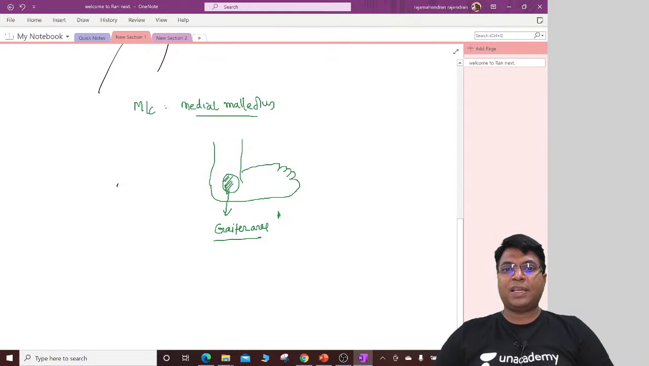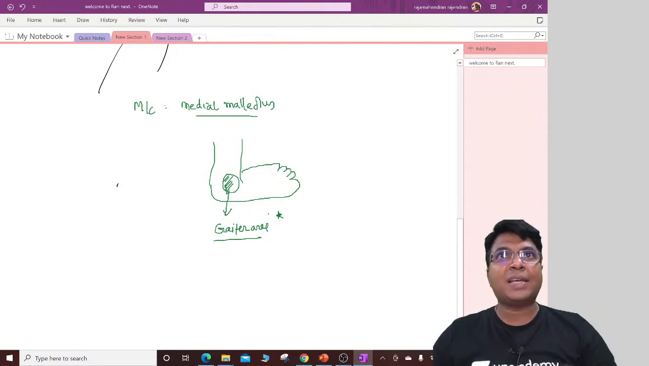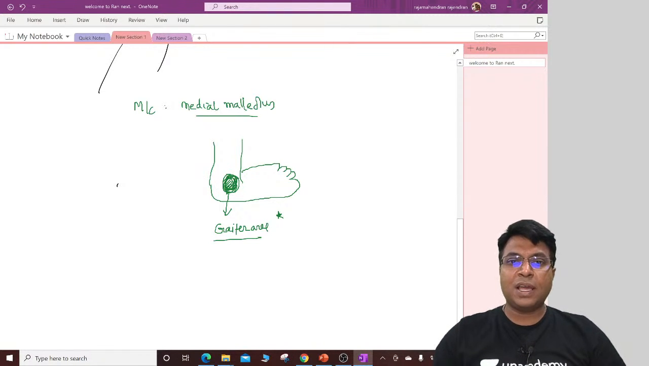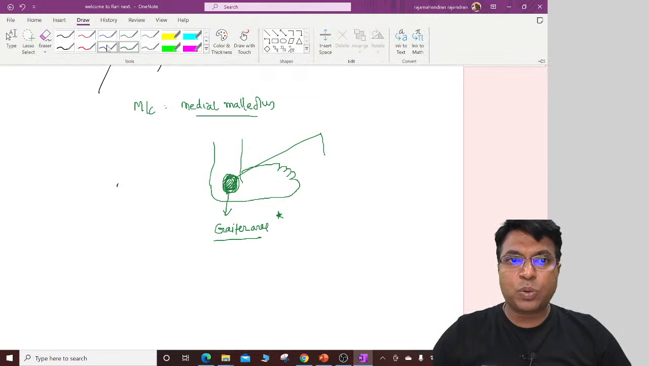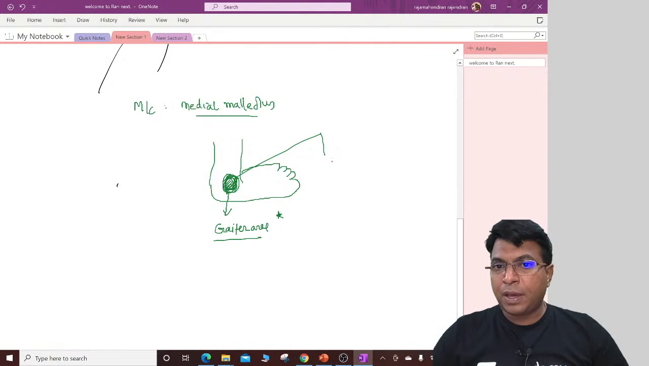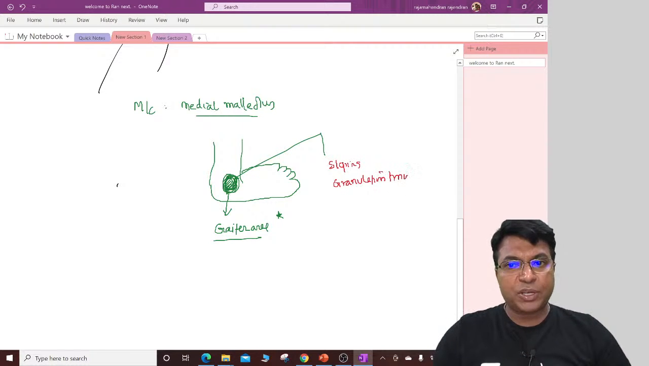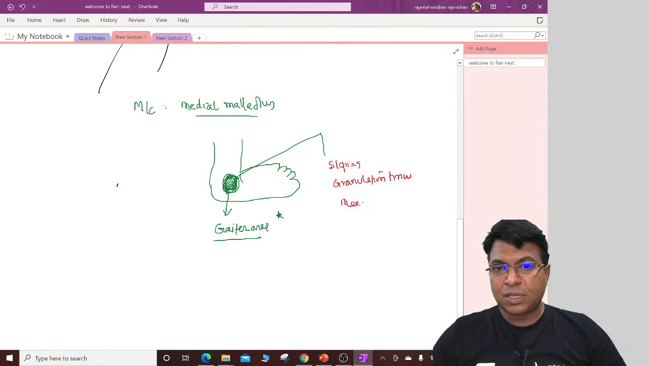The gaiter area is the area where we hold your legs while you are doing a horse ride. This is the gaiter area, the most common site of venous ulcer, and venous ulcers are usually sloping ulcers. The floor is covered by granulation tissue and it bleeds.